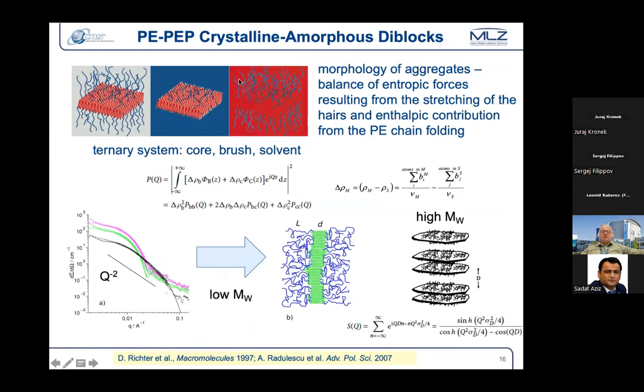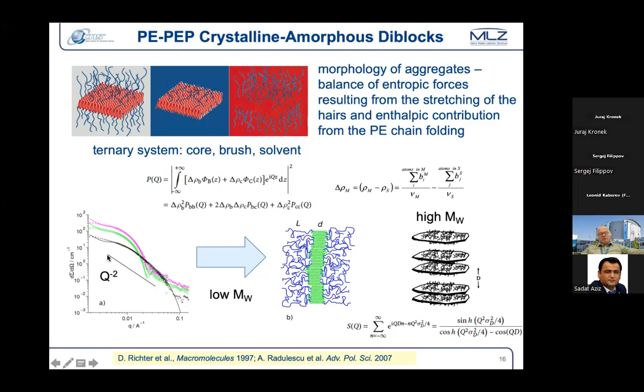And the morphology of aggregates formed by this material is determined by the balance of entropic forces resulting from the stretching of the amorphous block and the enthalpy contribution from the folding of the crystalline block. We are dealing with a ternary system, core, brush, and solvent. We have here the description of the form factor, the contrast factor, and a few examples obtained for a low molecular weight material, so short blocks, in either core, brush, or common contrast.